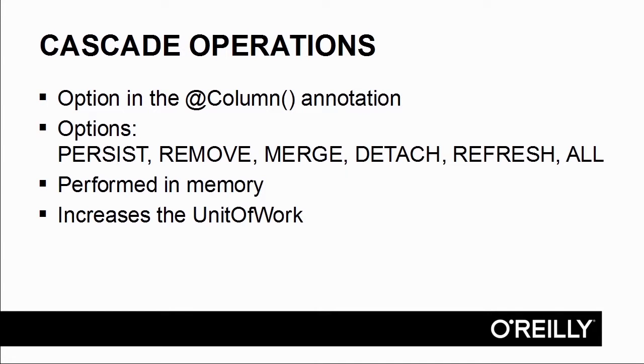at the same time. Note, however, that the cascade operations are performed entirely in memory, and this increases what is called the unit of work, which is an object internally managed by the entity manager, which contains operations which will be executed upon a flush operation.